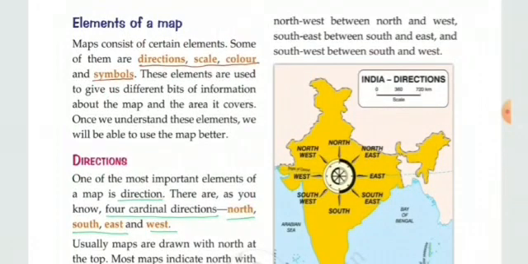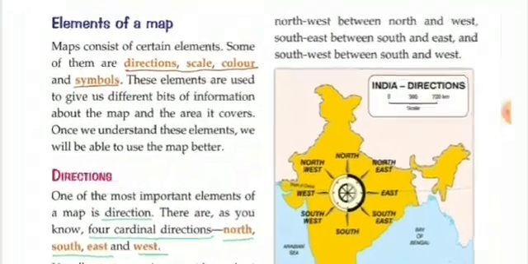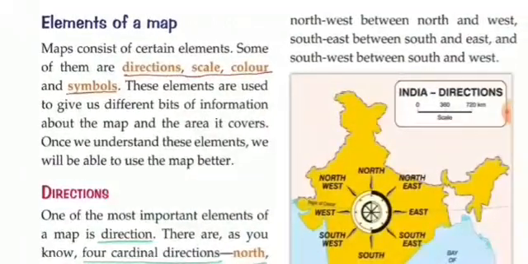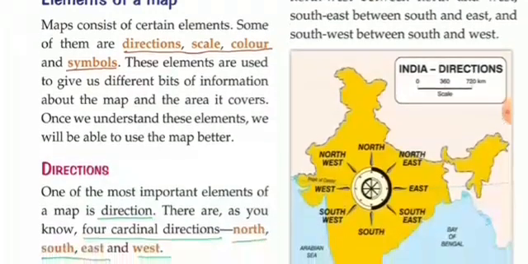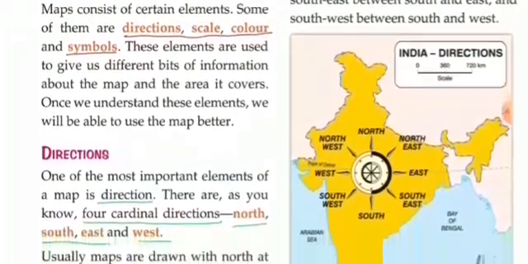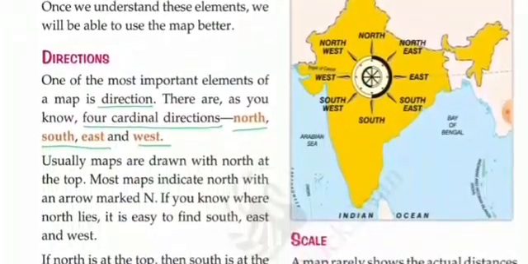The main elements of a map are directions, scale, color, and symbols. They give us different bits of information about the map and the area it covers. If we understand these elements, we will be able to use the map better. Now, let's see the directions.